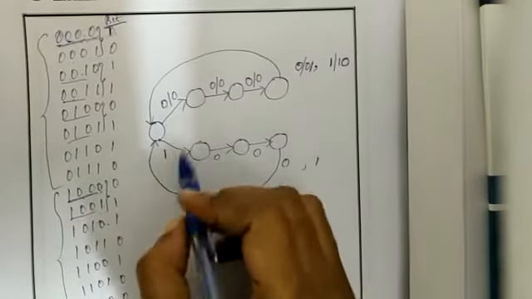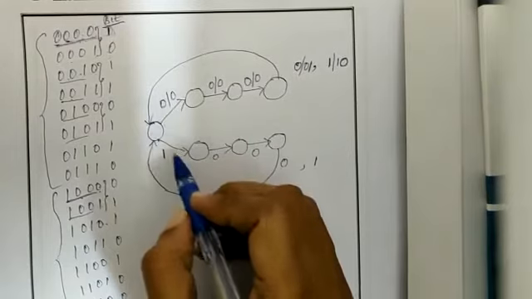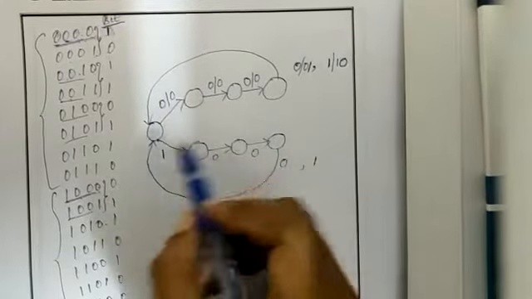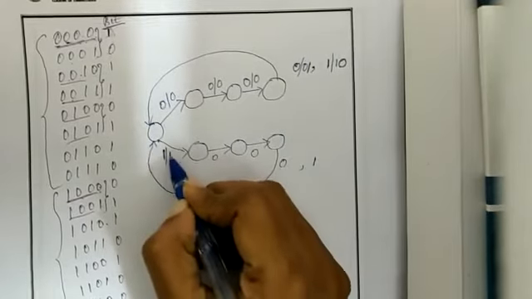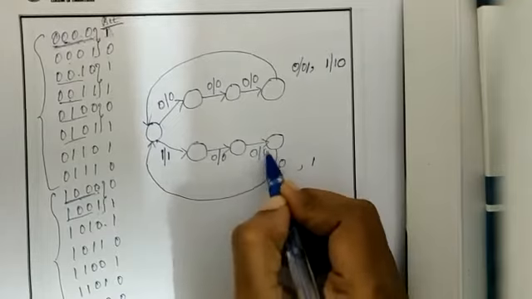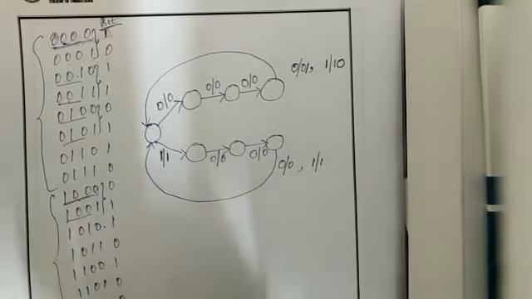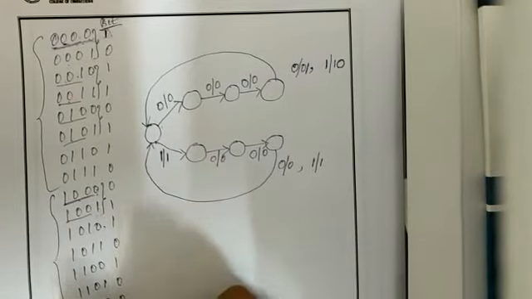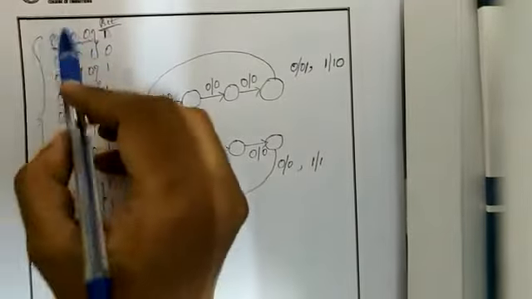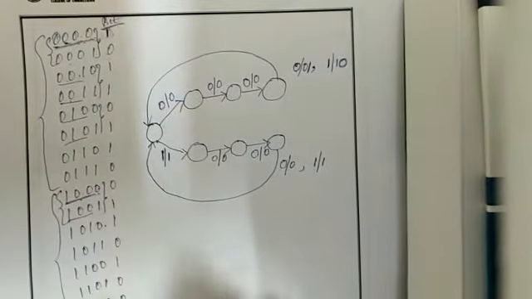Now I'll write the output. Right, you know, in a Mealy machine, how should I represent the input and output? In this format. So input 1, output 1. Input 0, output 0. Input 0, output 0. Input 0, output 0. Input 1, output 1. Correct. Now I have completed the first 2 combinations, and in the second set the next 2.